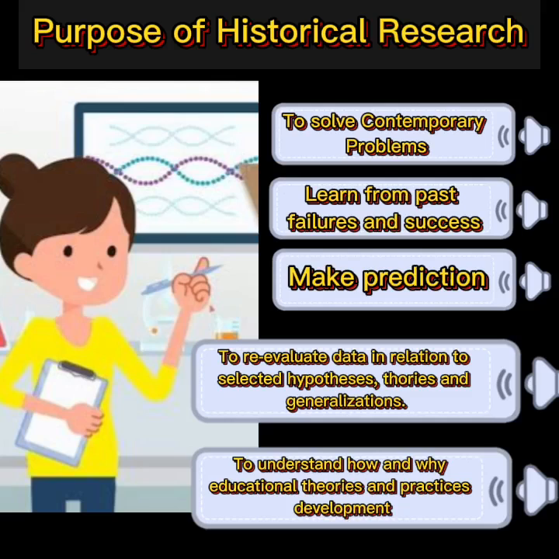The basic purposes of historical research are to provide a clear perspective of the present and to facilitate planning for the future by identifying general principles applicable to recurring situations. Here are some purposes of historical research: to solve contemporary problems, learn from past failures and successes, make predictions, re-evaluate data in relation to selected hypotheses, theories, and generalizations, and understand how and why educational theories and practices developed.